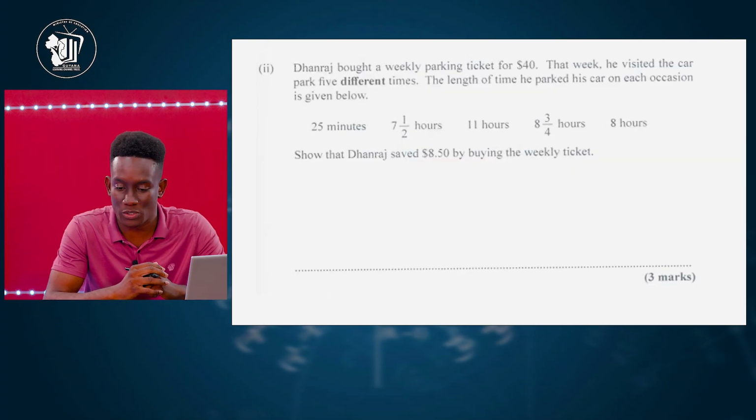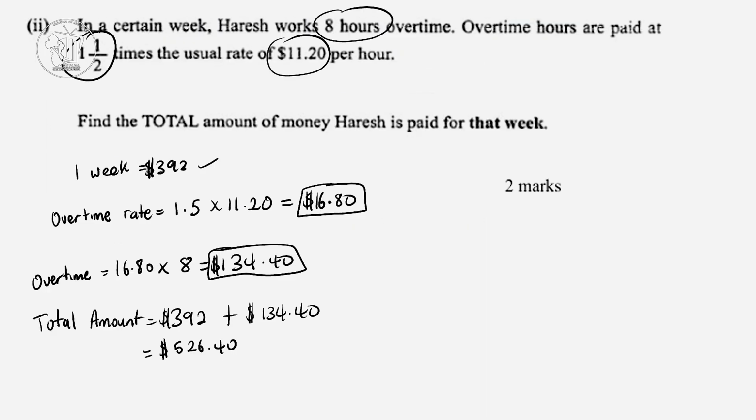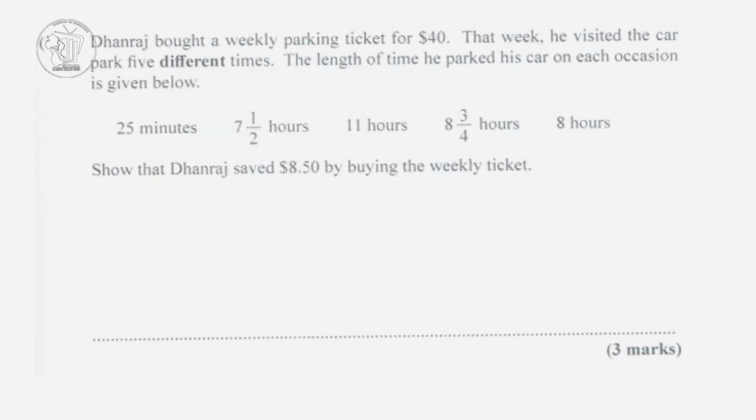So let's move on to the last question. This one says, Danaraj bought a weekly ticket for $40. That week, he visited the park 5 different times. The length of time he parked on each occasion is given below: 25 minutes, 7.5 hours, 11 hours, 8 3/4 hours, and 8 hours. Show that Danaraj saved $8.50 by buying the weekly ticket. So we need to go back and forth with the table to find the amount of money for each of these times.